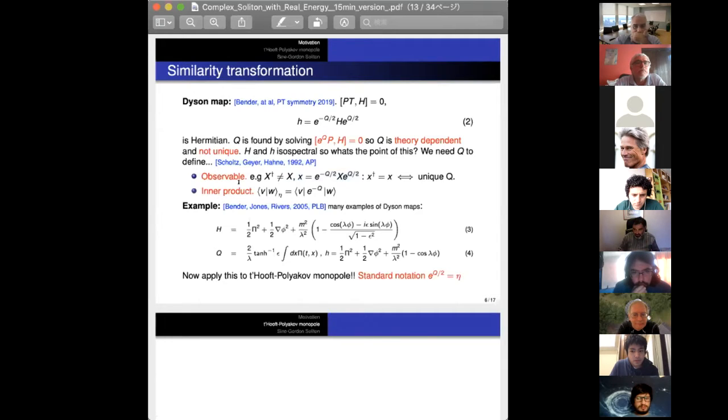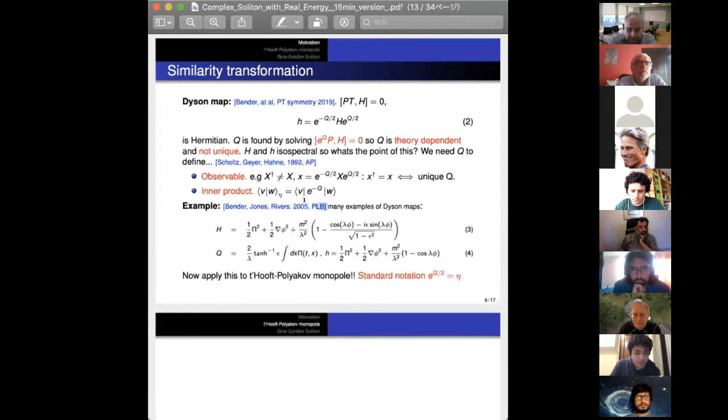Another reason is that for your physical theory, you want a probabilistic interpretation. And for that, you need a positive norm. If you just stick to the Dirac inner product, your norm can be negative, so it's not positive definite. So you need to define a new inner product, and it turns out that you need to use Q to define it. Since Q is theory dependent, the inner product for this non-Hermitian theory is theory dependent as well. So this was the quick introduction.